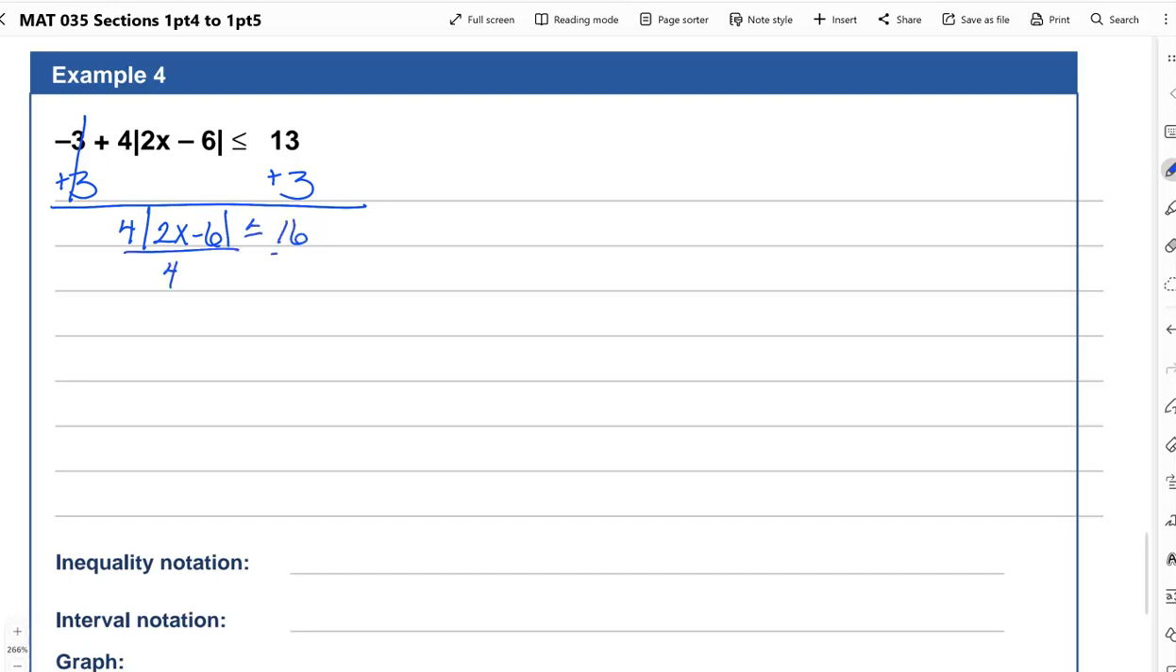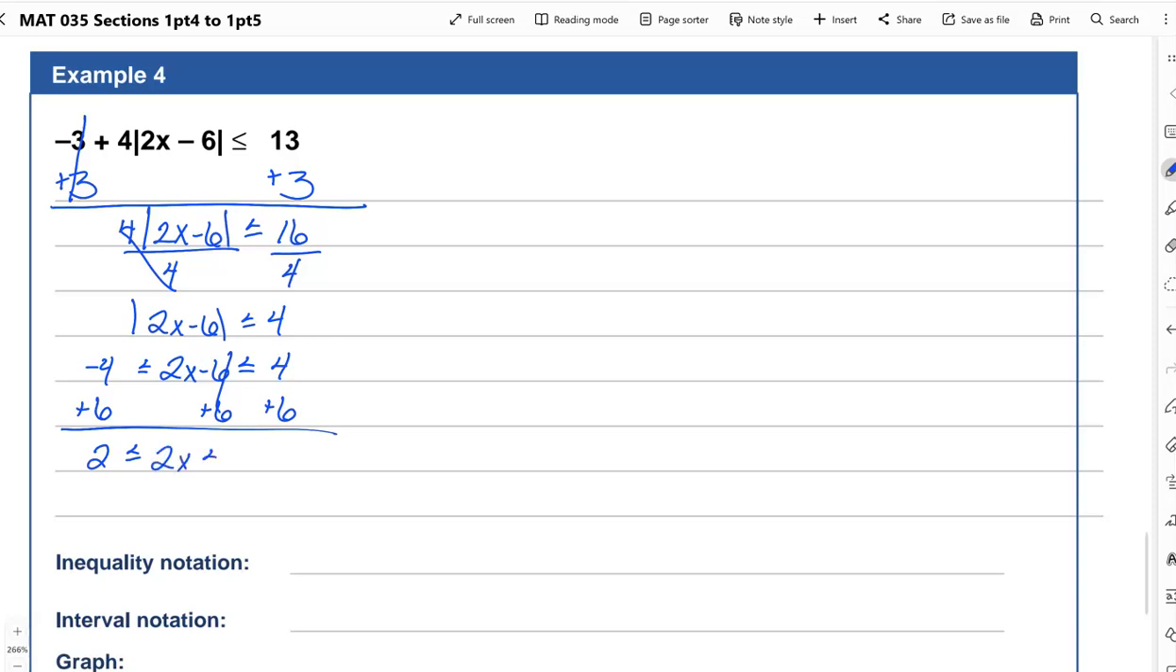And then we're going to divide by 4. So we have absolute value 2x minus 6 is less than or equal to 4. And this is where we're going to create that compound inequality because it's a less than. So we're going to have 2x minus 6 wedged between negative 4 and 4. We're going to add 6 to the middle and the sides. So we're going to have 2 is less than or equal to 2x, which is less than or equal to 10. And then we're going to divide everything by 2. And we get 1 is less than or equal to x, which is less than or equal to 5.